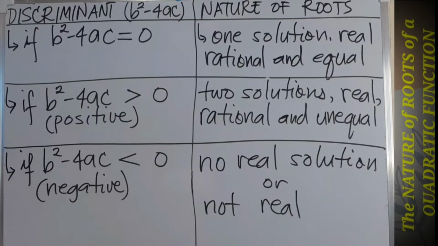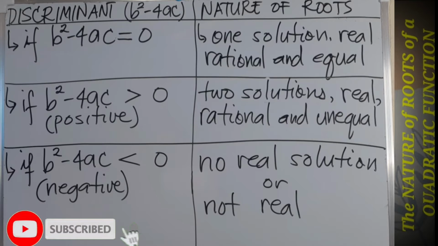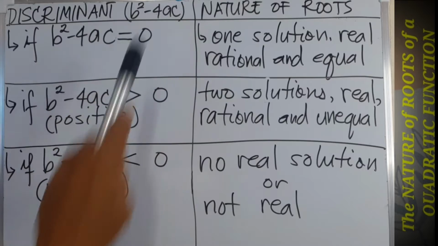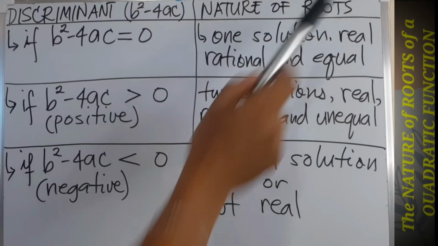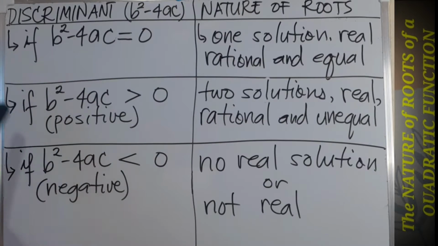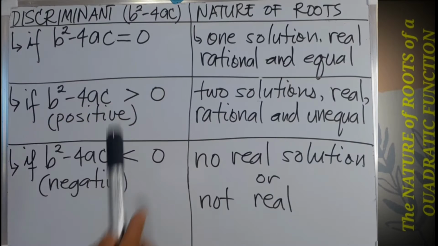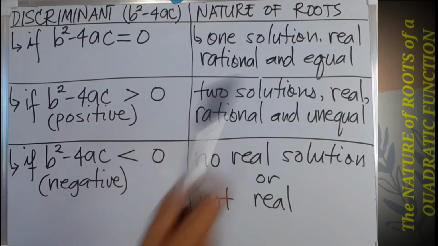The following table describes the kinds of the roots of a quadratic equation. On the left column, we have the discriminant, which is b squared minus 4ac. On the right column is the nature of roots. We have three conditions or situations. Number one, if b squared minus 4ac equals 0, the nature of roots is one solution, real, rational, and equal.